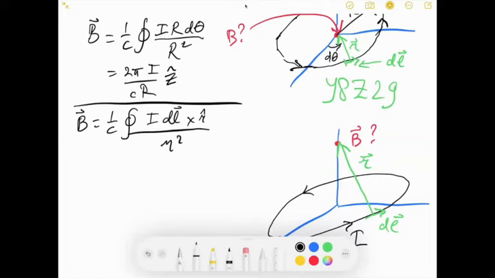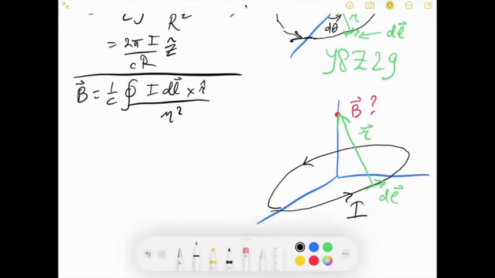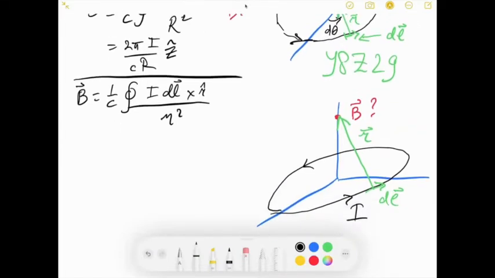R squared. Then that dl crossed with R is going to give you a contribution dB. So let me draw that here. There's going to be a contribution here that we're going to call dB vector. That dB vector is actually pointing in this direction. It is not pointing straight up.